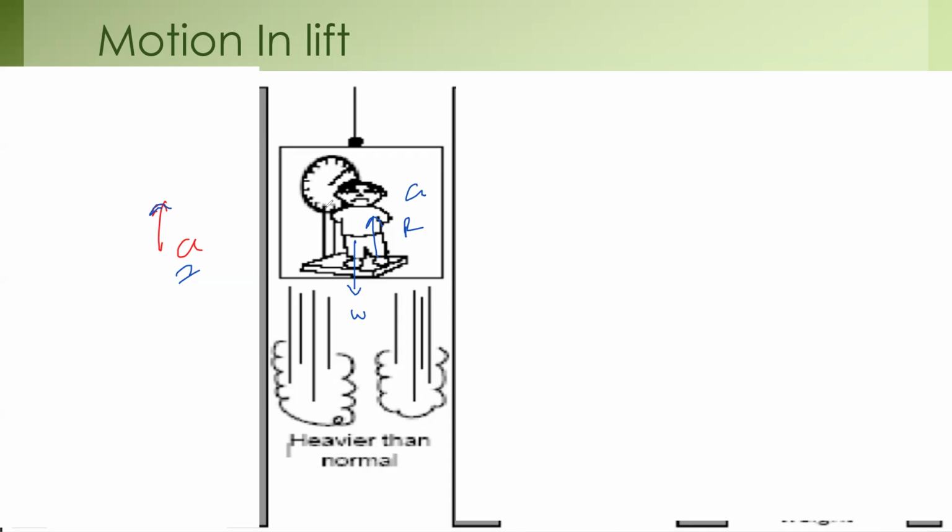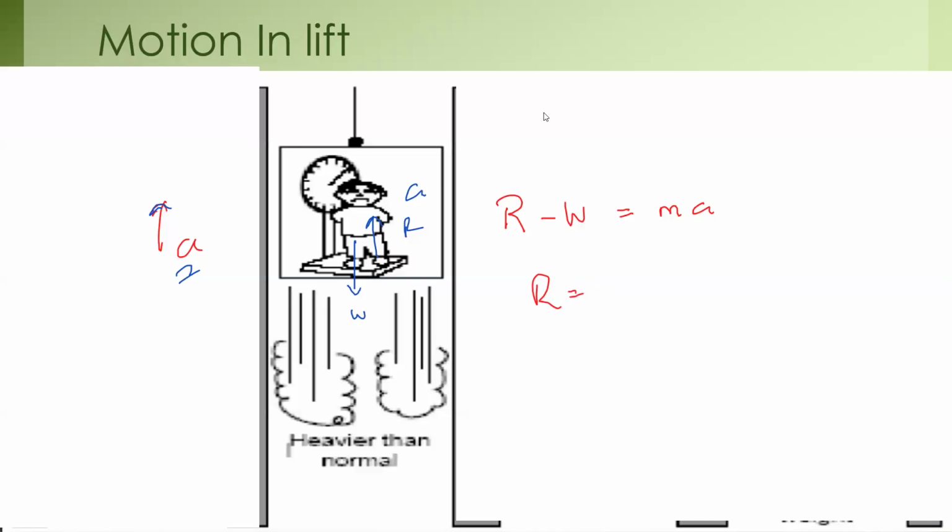R or W? If the lift is accelerating upward, the person is going upward. So R should increase. So I will write R minus W is equal to MA. Why MA? Because there is a resultant force. And so R is equal to W plus MA.